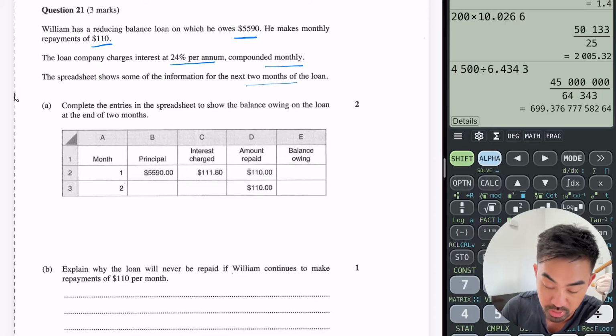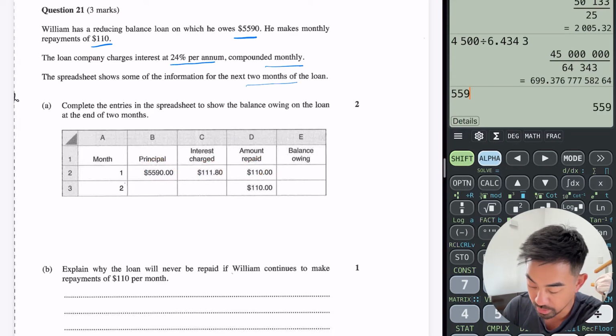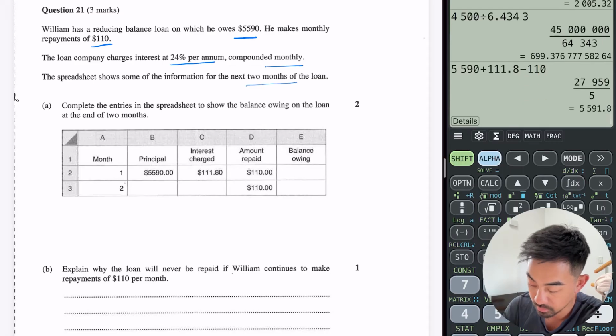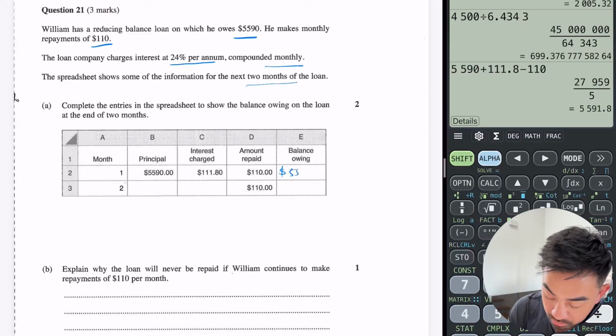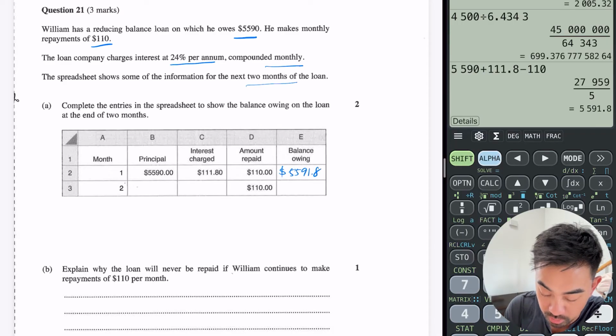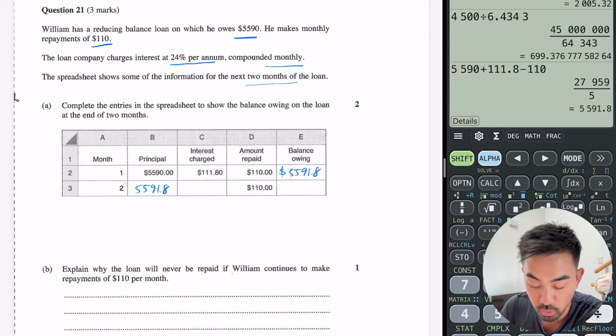Okay, so here's his principal. So it's principal, interest, amount repaid. So this plus this minus this equals this. So what's the first one? So 5590 plus 111.8 minus 110. So this is going to be 5591.8, and I can bring this down to month 2, 5591.8.